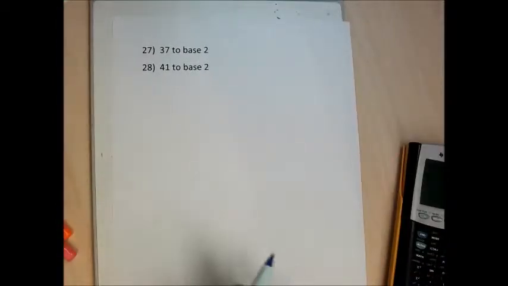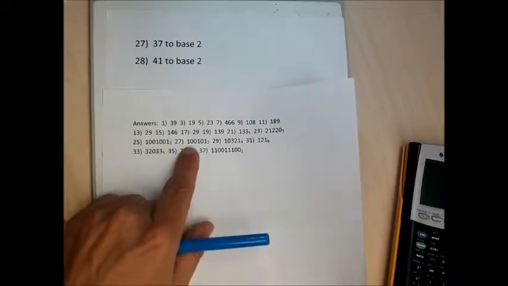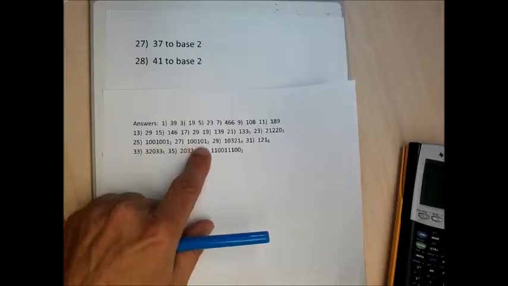It would be nice if you did 27 and then watched me do it, or fast forward and don't watch me do it, but you're going 1, 2 zeros, 1, 0, 1, base 2.